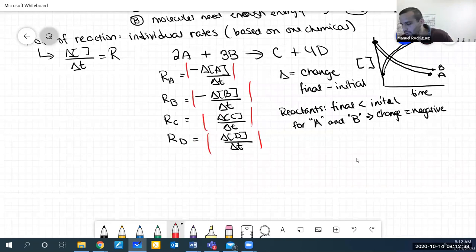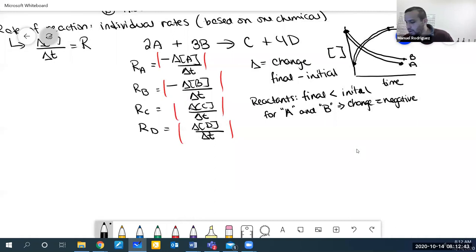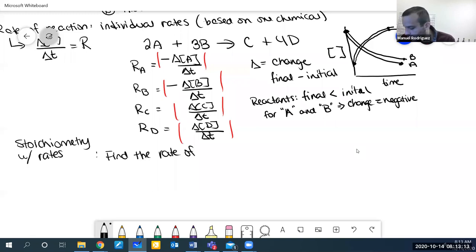So we talk about this. You also talk about how to relate rates of reactions and basically do stoichiometry with rates. There are two different ways you can do this. The way that most people use is, let's say, find the rate of B, C, and D if the rate of A is 0.150 molar over seconds.